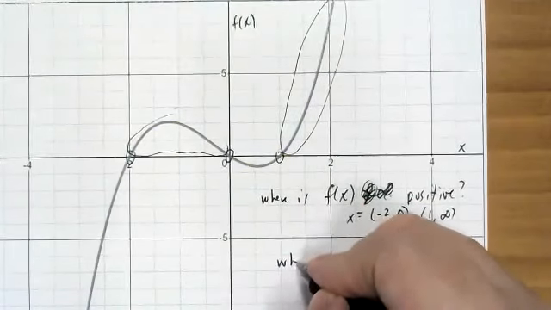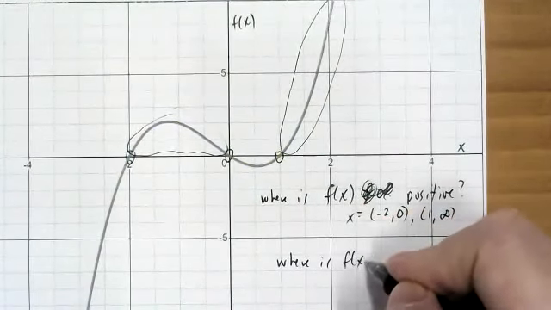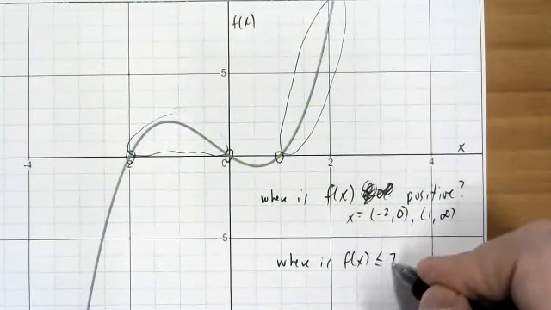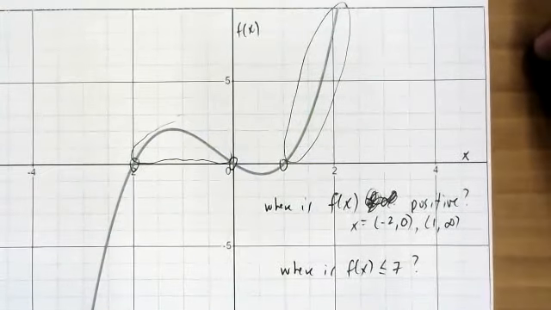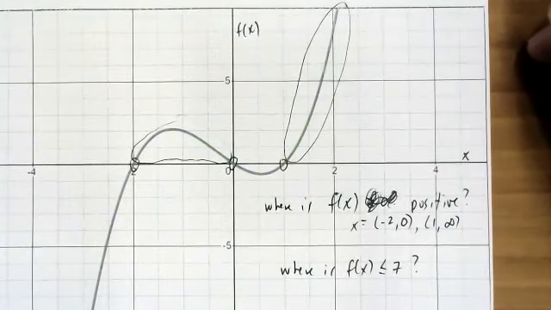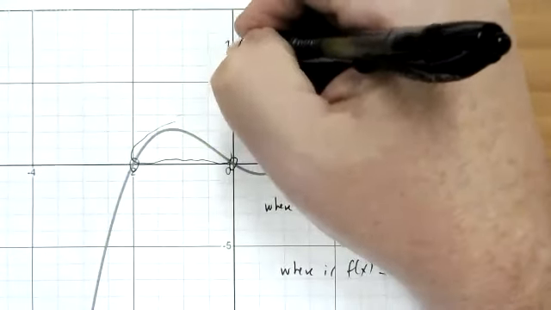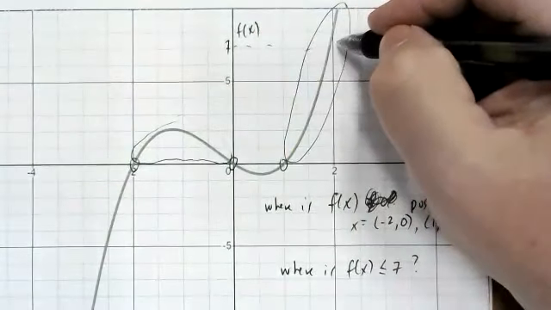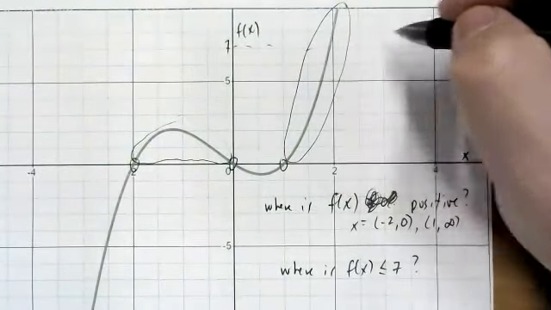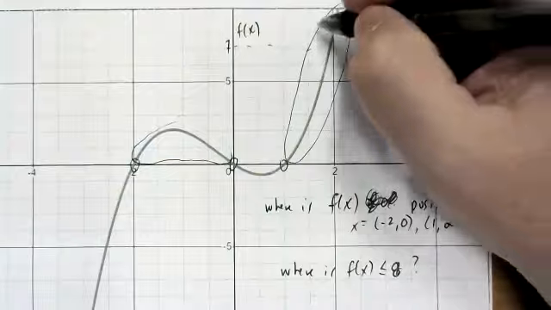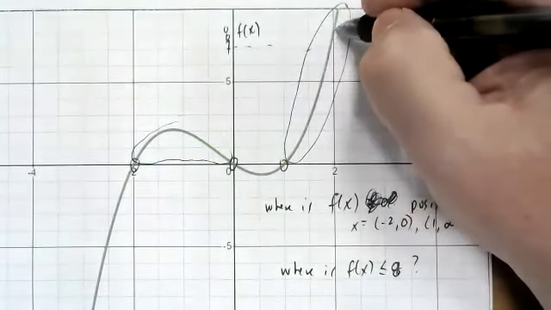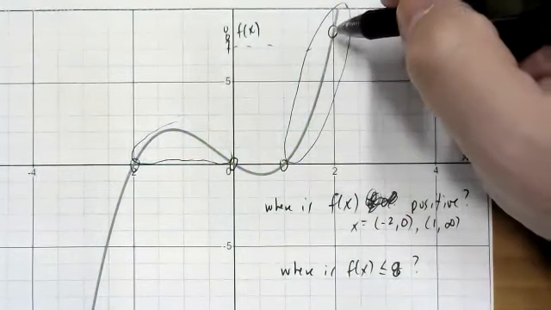About where is f of x less than or equal to 7? Last question. So my function, I'm going to figure out what part of this graph is less than. Well, 7 is right here. Oh, you know what, I don't mean 7, let's mean 8. Because actually I want to do this point right here. This is the transition point.